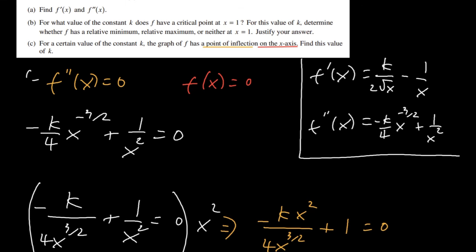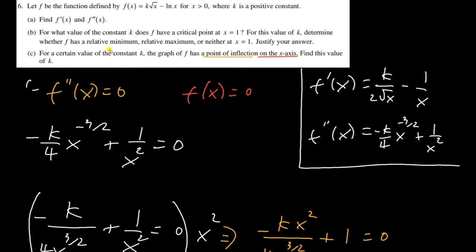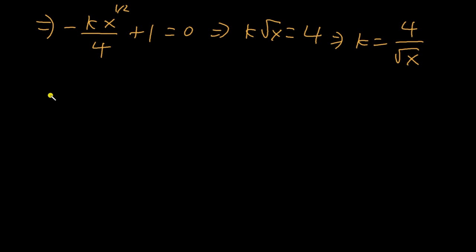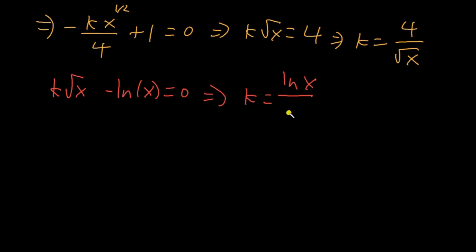Now let's do the same thing for the second part, f of x equals 0, right? So we know that f of x equals k square root of x minus ln x. So k square root of x minus ln x equals 0, okay? So I'll add ln x to both sides and divide by the square root of x to get that k equals ln x over square root of x, okay? So we know that at this k value, k is equal to 4 over square root of x, and k is equal to ln x over square root of x, right?